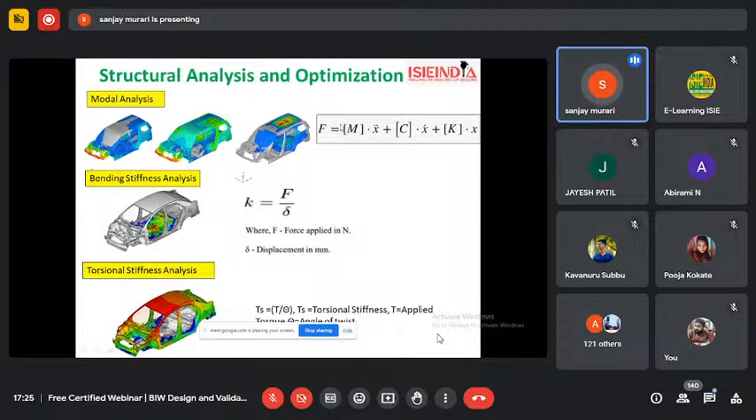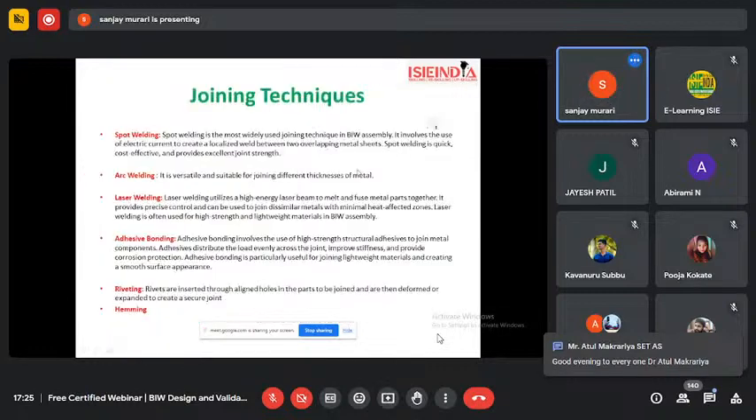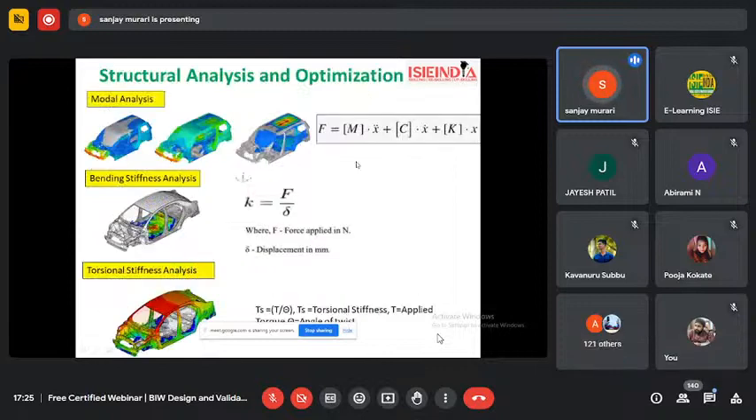Whenever we are applying load on any component, the main mechanical equation is F = mx double dot + cx dot + kx, where F is the force. In modal analysis, there are different types, natural modal analysis or forced modal analysis. When we want the natural frequency, the applied force will be 0.